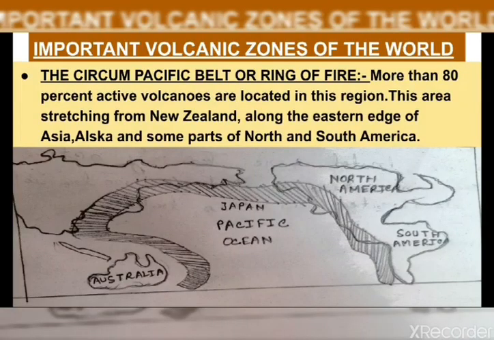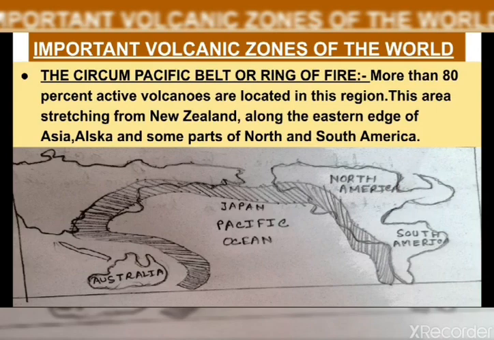Next, we will learn the important volcanic zones of the world. There are two important zones. One is circum-Pacific belt or ring of fire. Another one is mid-world mountain belt. So, the first one is the circum-Pacific belt or Pacific ring of fire.